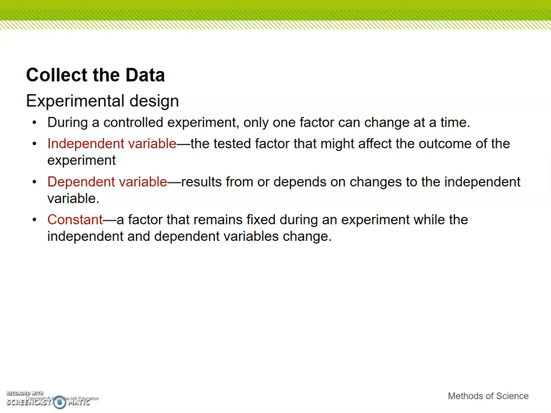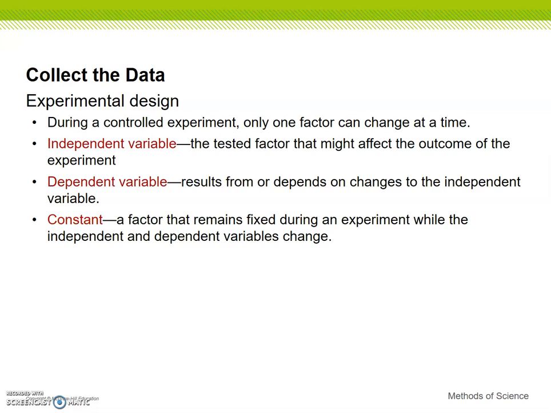The design of your experiment is pretty important. During a controlled experiment, only one factor can change at a time. We have our variables and our constants that are very important to our experiment. We have an independent variable, which is the tested factor that might affect the outcome of the experiment. We have the dependent variable, which results from or depends on changes to the independent variable. So the dependent variable depends on the independent variable.